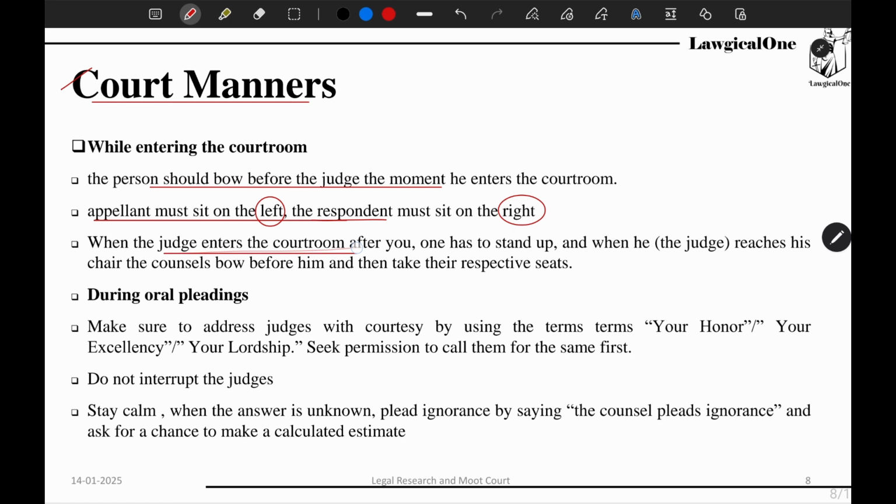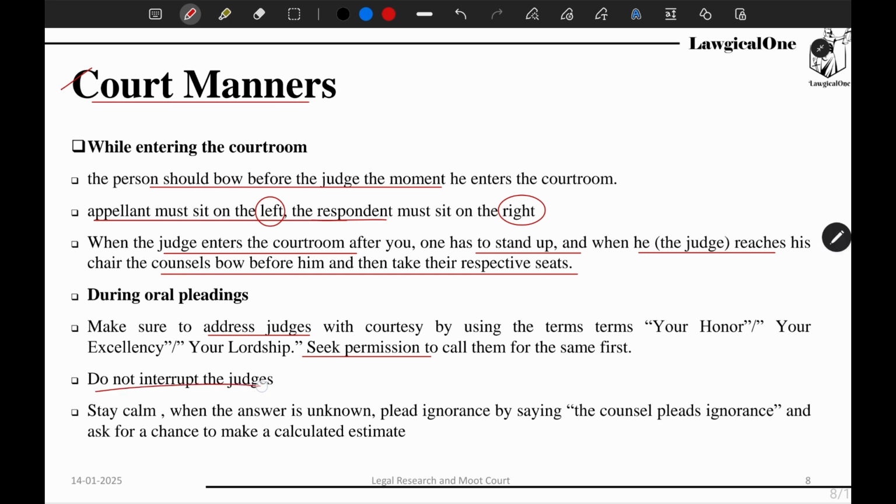Okay, when the judge enters the courtroom you must stand up, and only when the judge reaches his seat or chair, the counsel should go before him and take their respective seats. Okay, you should not sit before the judge is seated. Okay, then how do you address the judge? First of all, seek permission from the judge. The counsel seeks permission to call the judge as your honor or your lordship or sir, whatever you prefer. Okay, and they will generally give you permission for that, but sometimes they will ask you to call them your honor or sir only.